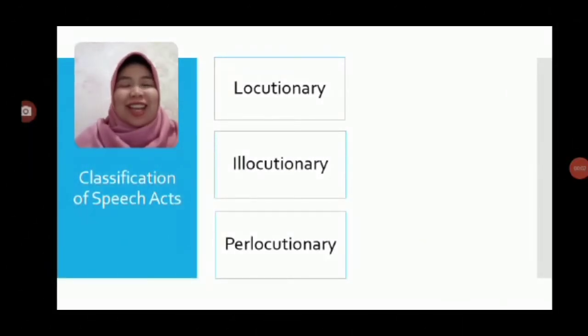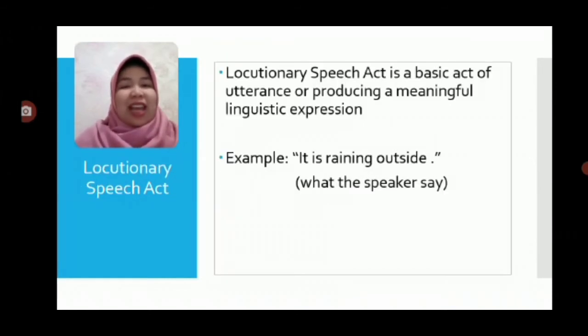Well, thank you. In this part, I would like to continue the material related to classification of speech act. According to Austin, there are three classifications of speech act. They are locutionary, illocutionary, and perlocutionary. The first classification is locutionary speech act. Locutionary speech act is a basic act of utterance or producing a meaningful linguistic expression.